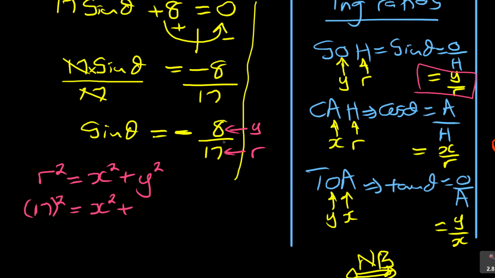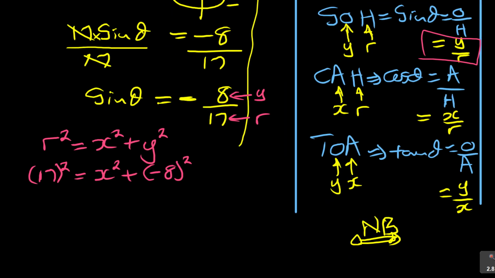Now, we said in this case, r is always positive. So which means here, y is the one that is negative 8 squared. Are you seeing that? So, how do you find x squared?